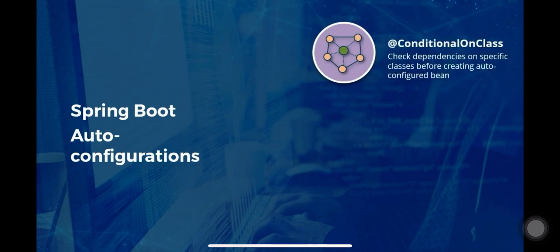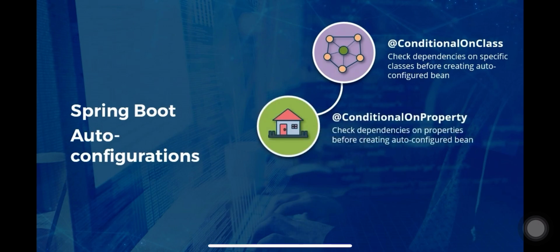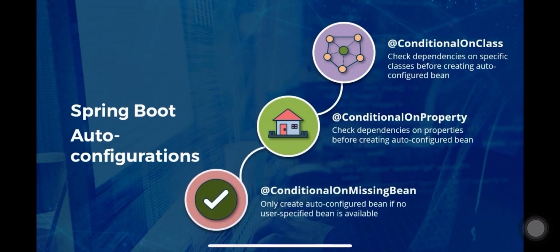The auto-configured components and dependencies in your app are applied conditionally. They're conditional on class. So check dependencies on specific classes before creating the auto-configured bean. Spring Boot does this automatically. They can also be conditional on a specific property. Check dependencies on properties before creating the auto-configured bean. This means that the bean will be auto-configured only if a specific property exists within your app. Auto-configuration can also be conditional on missing bean. So create an auto-configured bean only if no user-specific bean is available. Spring Boot will correctly use the default only if no user implementation has been provided.